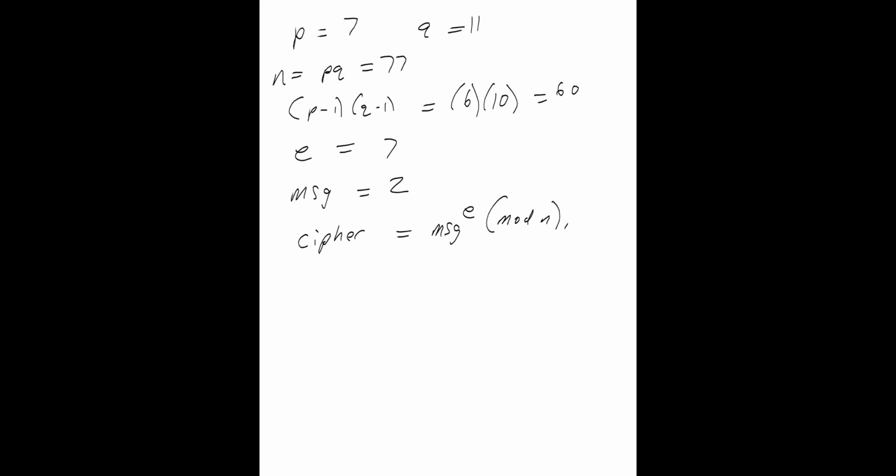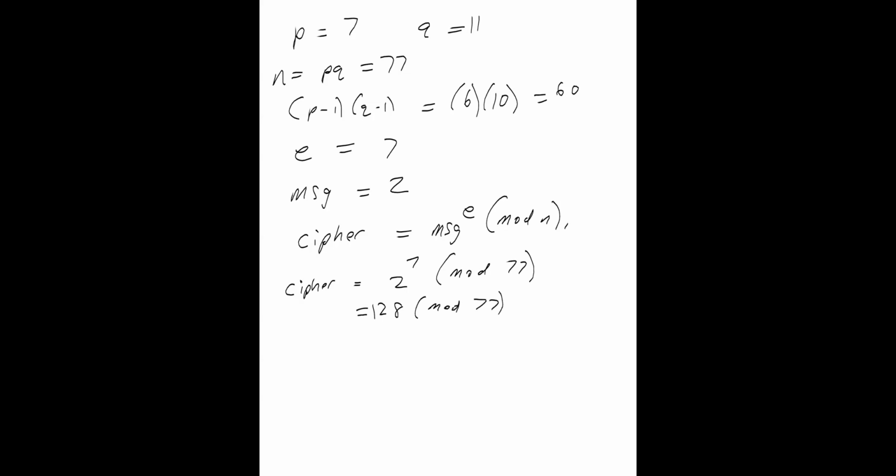So the cipher for this message is going to be 2 to the power of 7 mod 77. So what's 2 to the power of 7? You can do that on a calculator. 2 to the power of 7 is 128. So this is equal to 128, but then make sure that you do mod 77 at the end.